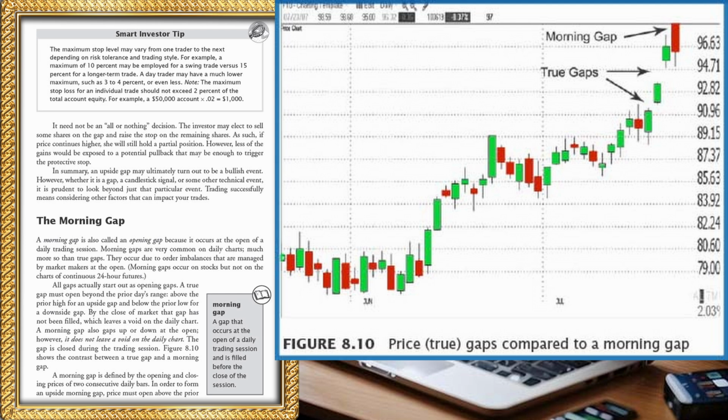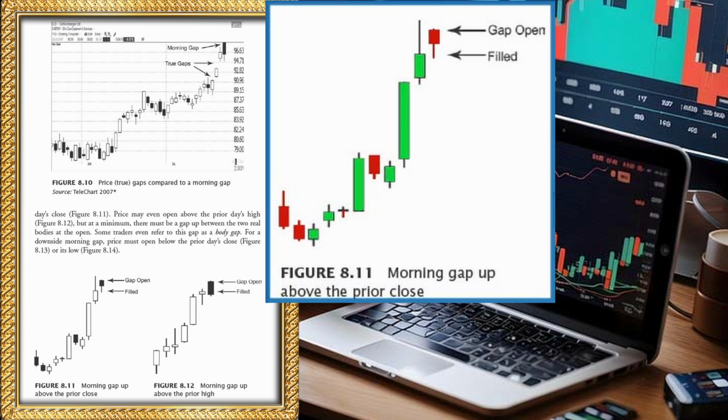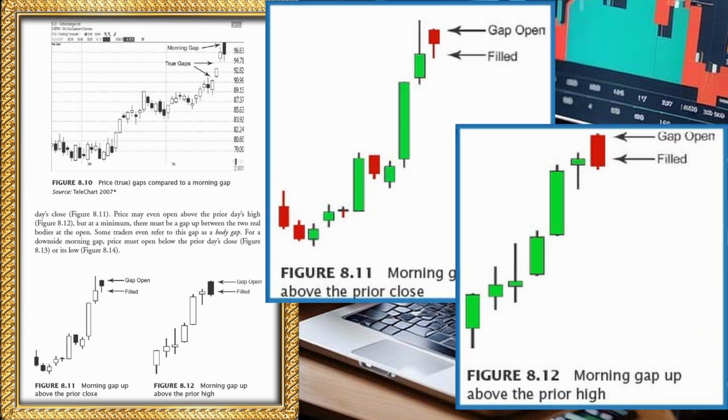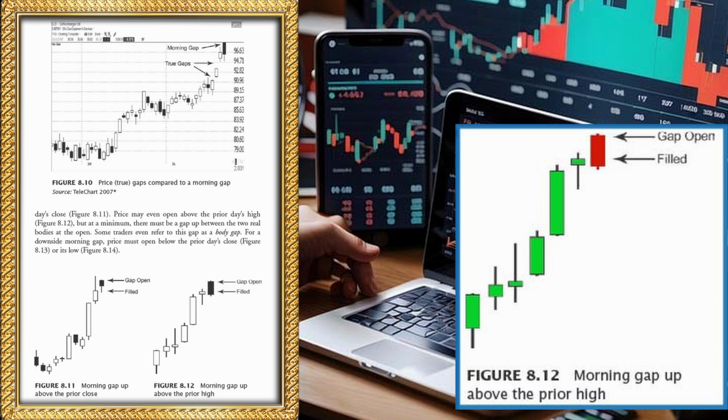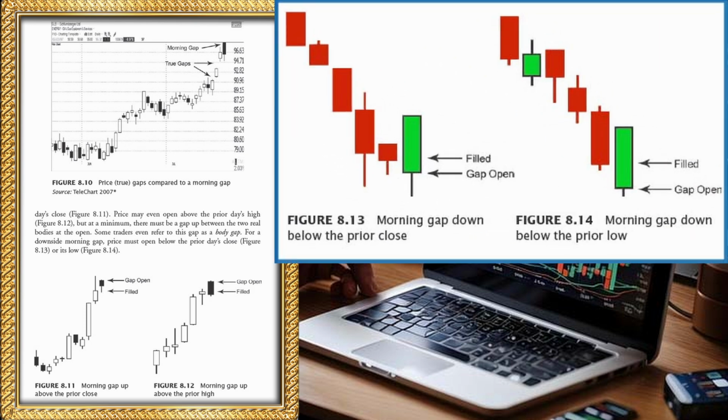A morning gap is defined by the opening and closing prices of two consecutive daily bars. In order to form an upside morning gap, price must open above the prior day's close. Figure 8.11. Price may even open above the prior day's high. Figure 8.12. But at a minimum, there must be a gap up between the two real bodies at the open. Some traders even refer to this gap as a body gap. For a downside morning gap, price must open below the prior day's close. Figure 8.13. Or its low.